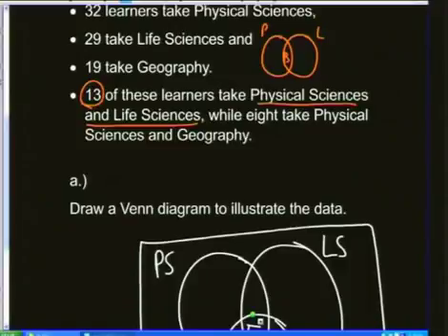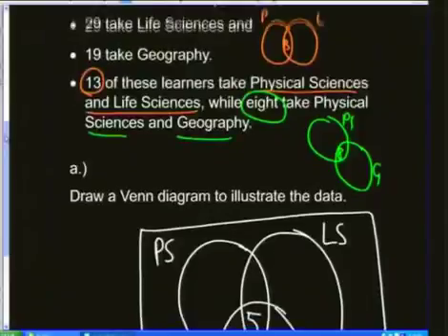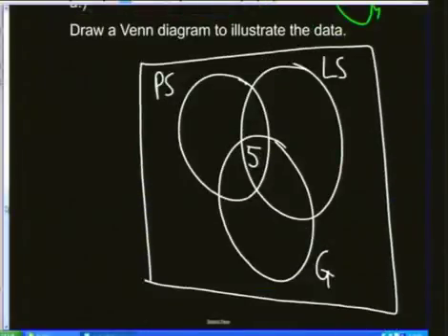Okay, and then we have 8 that take physical science and geography. So we've got the physical science and the geography. We've got an overlap of 8. Okay, now that's something we can work with. So let's go down. Okay, so they told us that the overlap between physical science and life science, this overlap is how much?